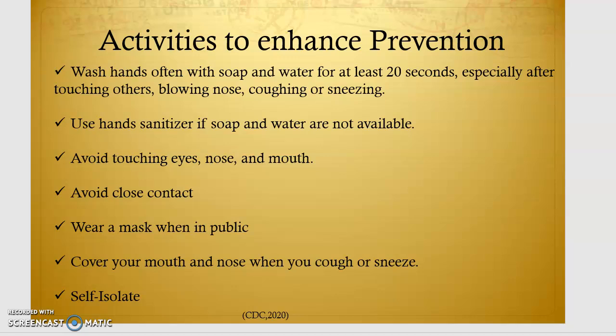Activities to enhance prevention. I just discussed most of these, but another huge issue is avoid touching eyes, nose, and mouth.